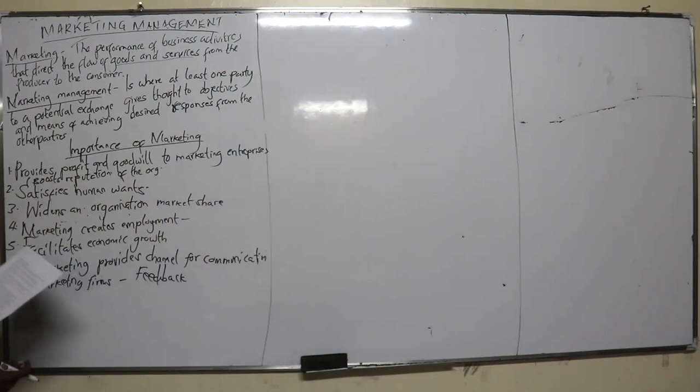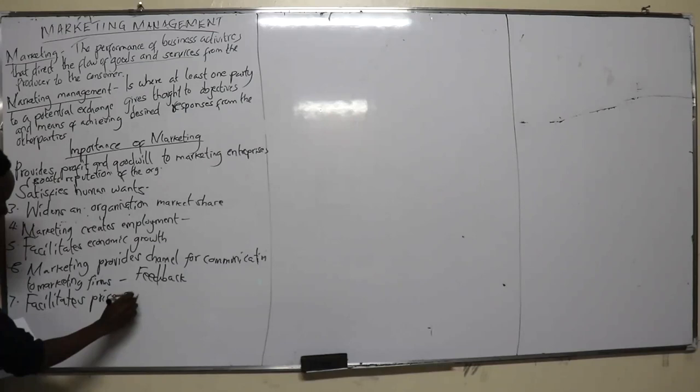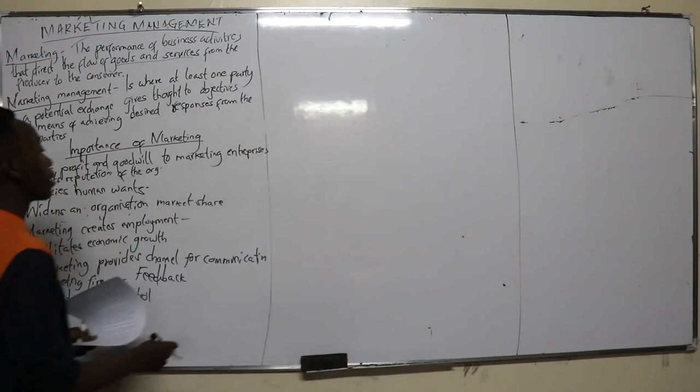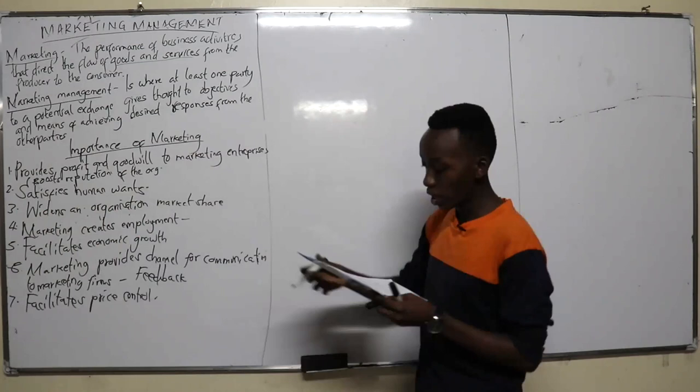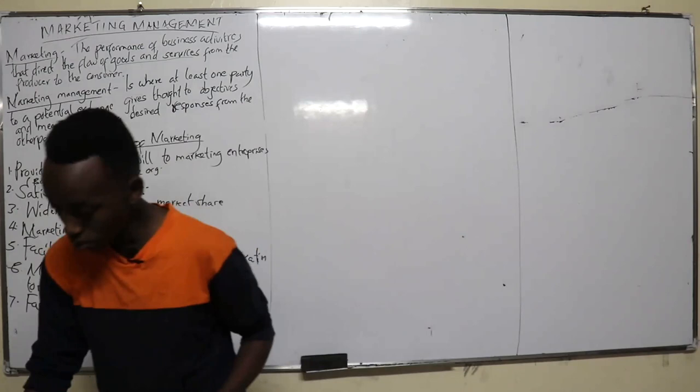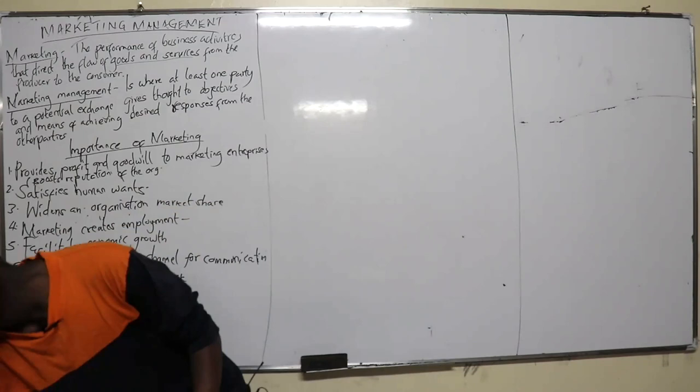And then also it facilitates price control, through this marketing that will now influence the demand and supply of that product. So those are some of the importance of marketing. Also, marketing helps people consume goods that they would not otherwise consume. For instance, things that we need, like insurance, you need people to push those sales for such a product.